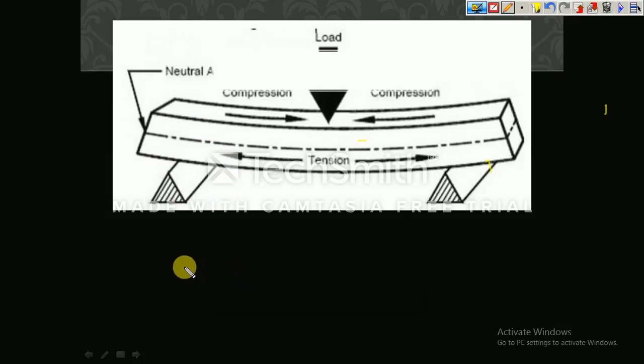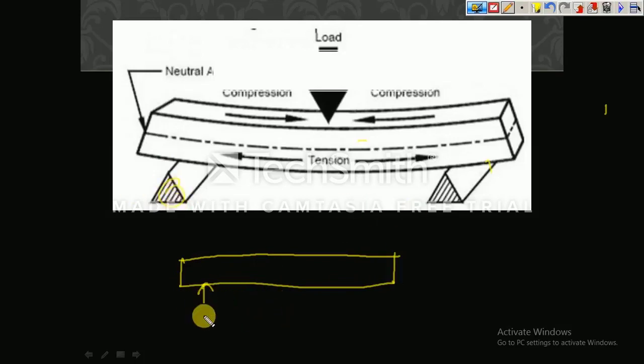What you can see here is a beam. I'll just write it here. Okay, and these two are supports. It is supported like this. The beam is supported like this, and one load is acting, which is here, and just take it as P.